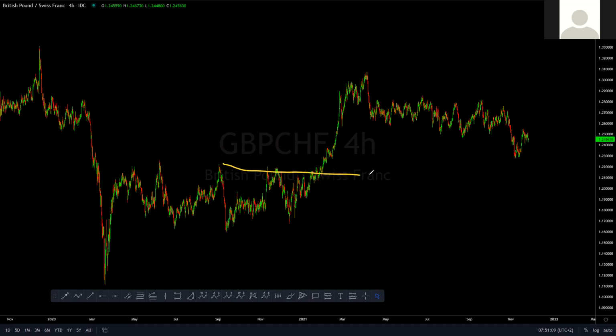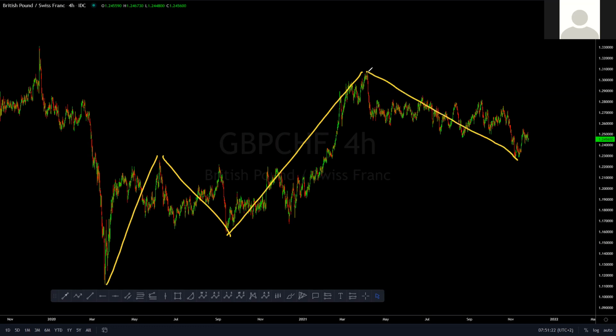On the 4-hourly, pound Swiss franc seems to be having what is an unconfirmed bullish sequence. A high, a low, a higher high, a higher low, right? Now we are looking for a higher high, higher than this one here and higher than the first high there. And then we would look for a low which is higher than this low and higher than the previous low as well.